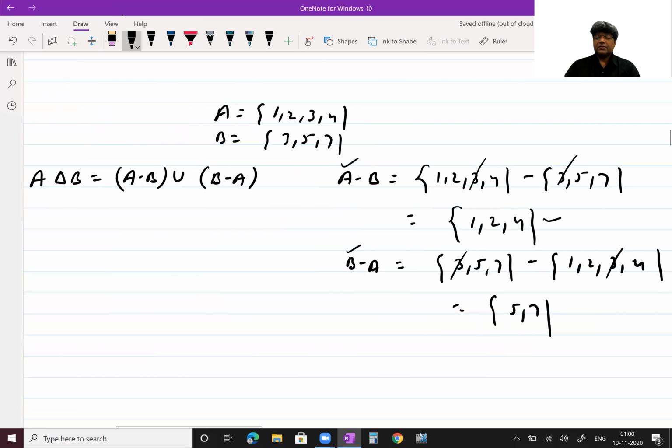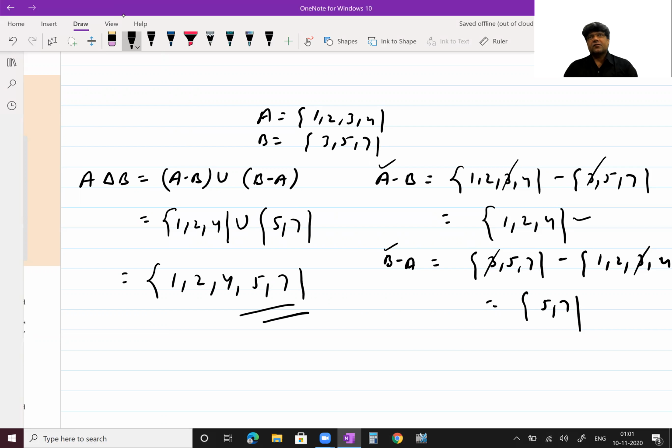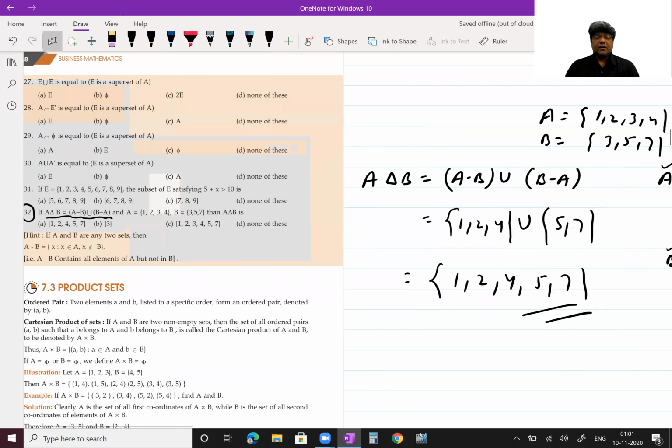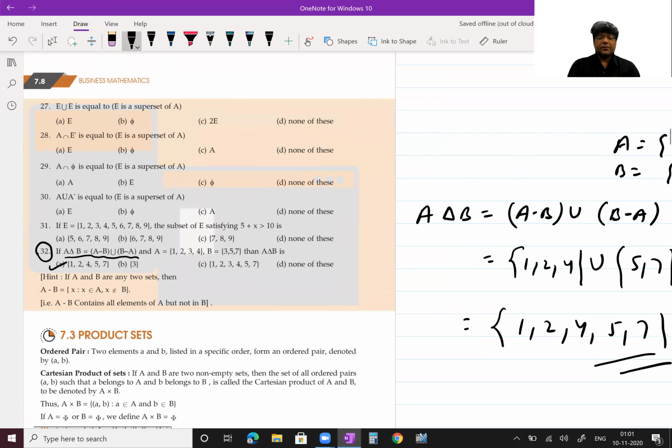Now see, your A minus B is how much? 1, 2, 4. Union B minus A is how much? 5, 7. So the result will be how much? 1, 2, 4, 5, 7. This is the result of A delta B. Option A. Guys, see, 1, 2, 4, 5, 7. Option A. Okay.